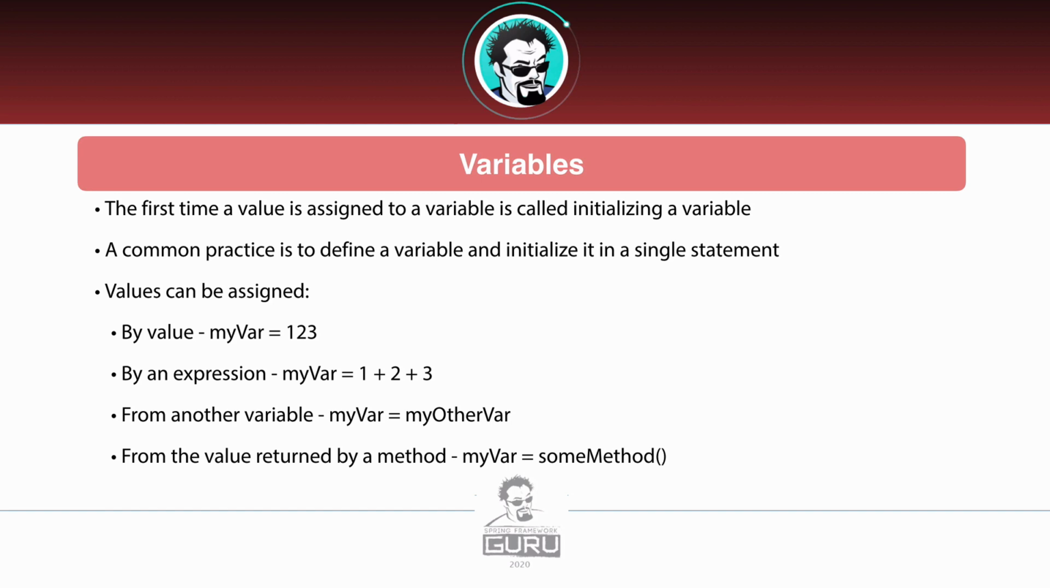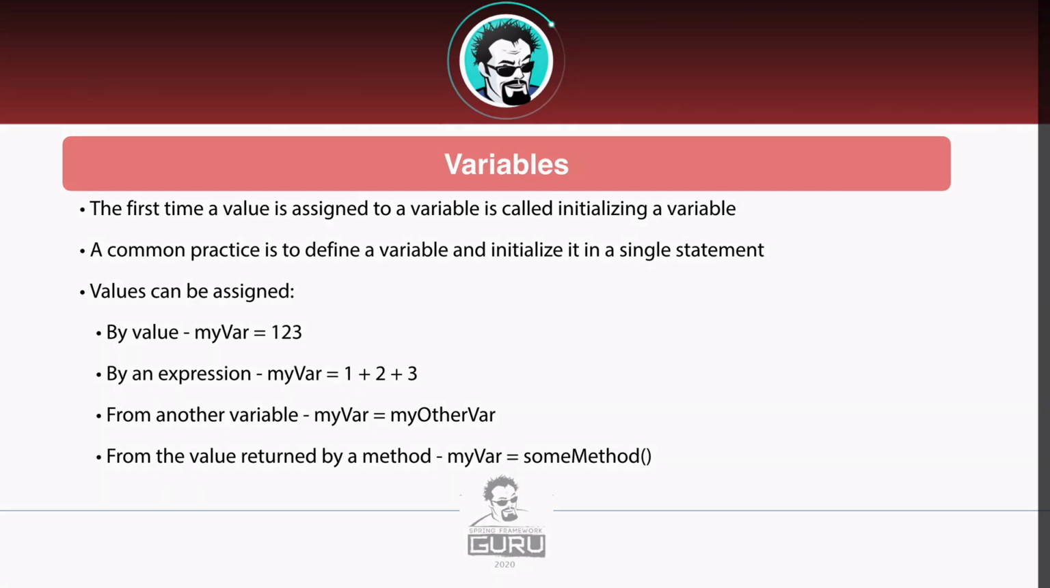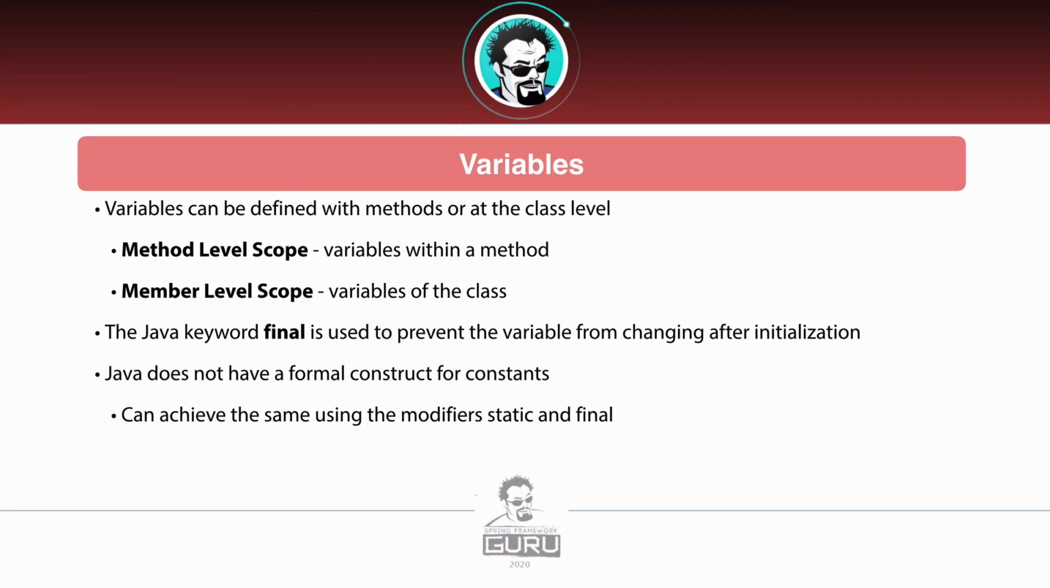A very common practice is to define the variable and initialize it in a single statement. Now, values can be assigned to variables a number of different ways. It can be assigned explicitly by a value. It can be assigned by an expression. It can be assigned from another variable itself, or it can also be assigned from the value returned by a method. Now, variables can be defined within methods or at the class level.